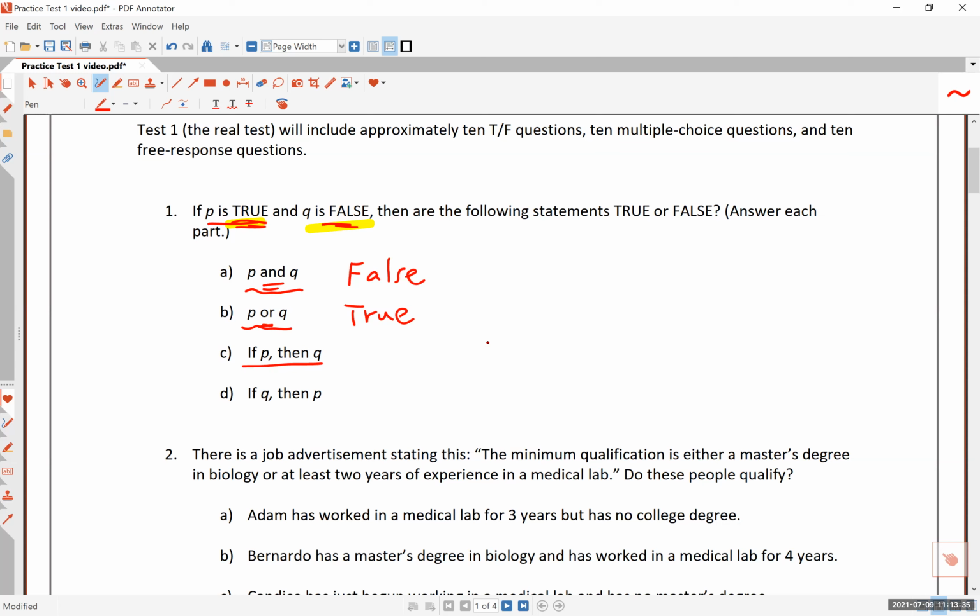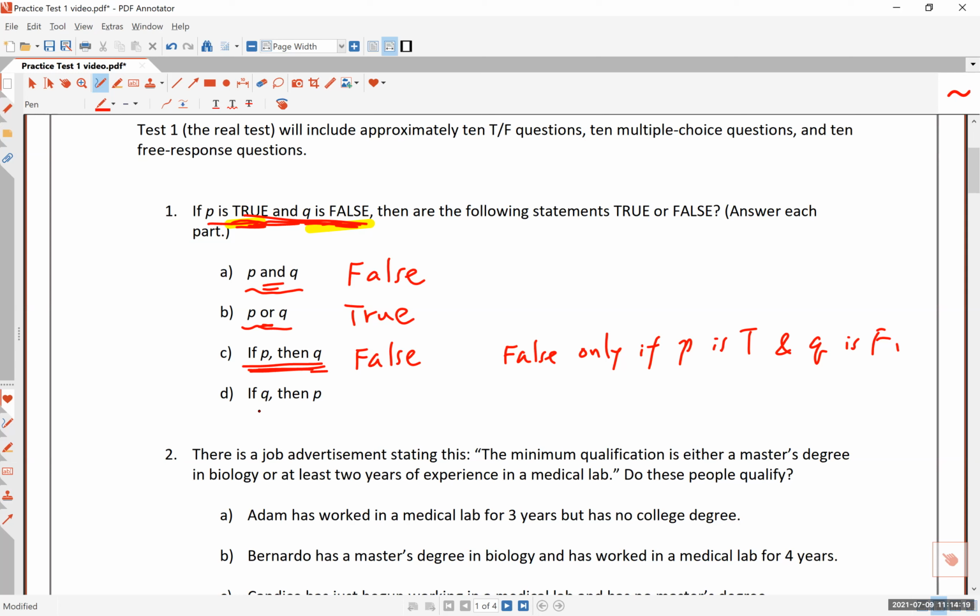Maybe I should write this down. This would be false only if P is true and Q is false, and unfortunately, that's exactly what we have here. P is true and Q is false, so this answer would be false. Here's a fancy way of saying this: a conditional statement is false only when the antecedent is true and the consequent is false. In other words, if the first part is true and the second part is false, that's the only time a conditional statement is going to be false.